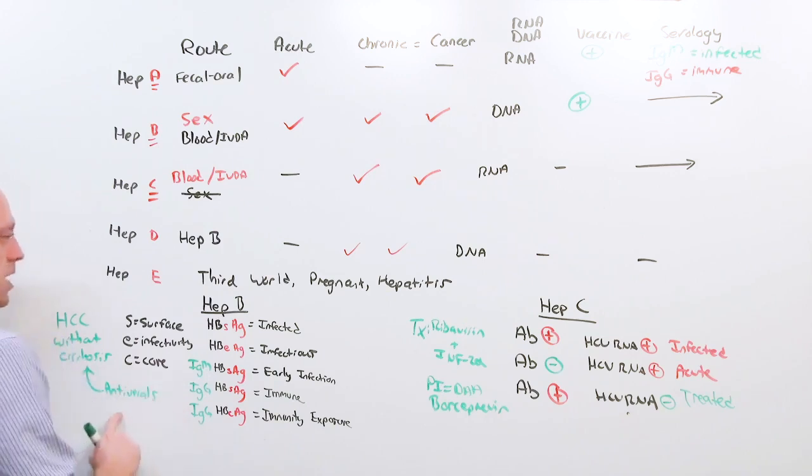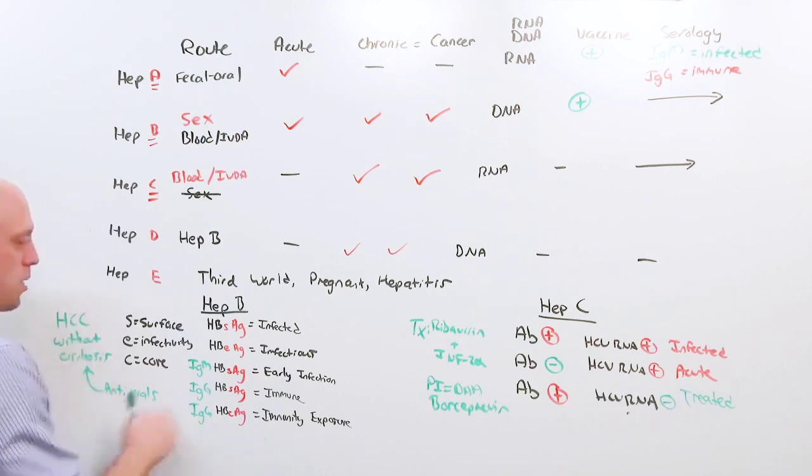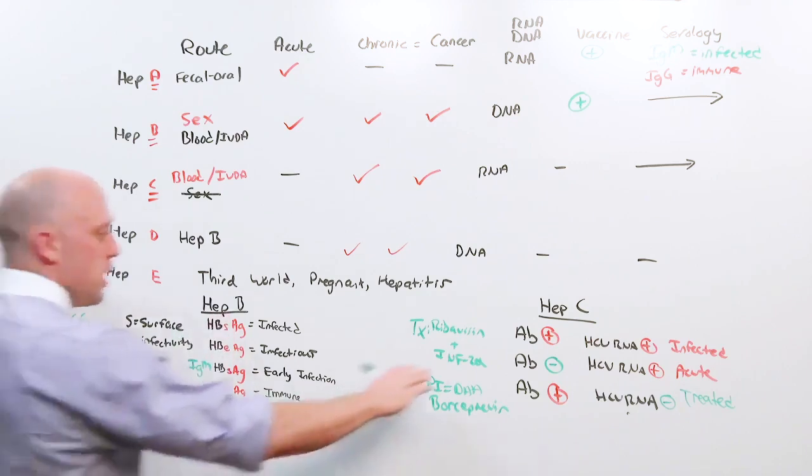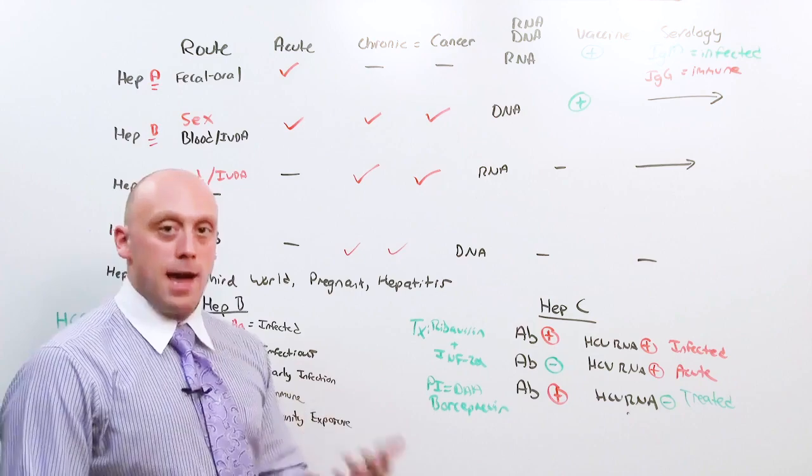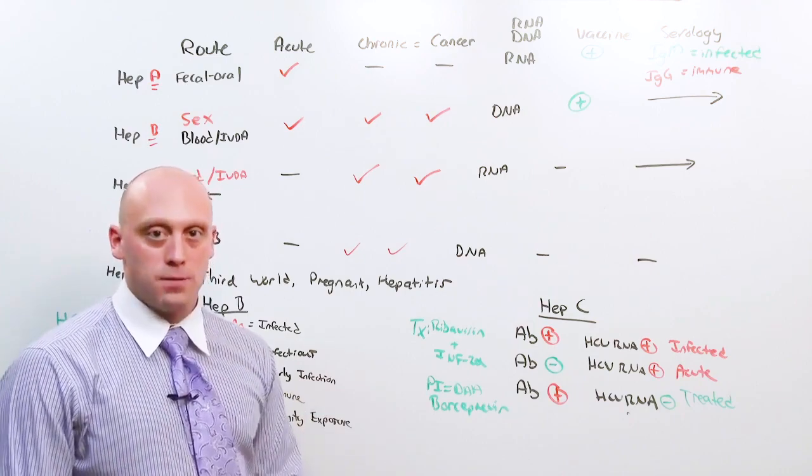This is getting pretty deep into the hepatitis topic, and so I don't think you really should spend this much time on it. Memorize instead the immune patterns and what they mean, and then be able to separate acute, chronic, and cancer. That's viral hepatitis.